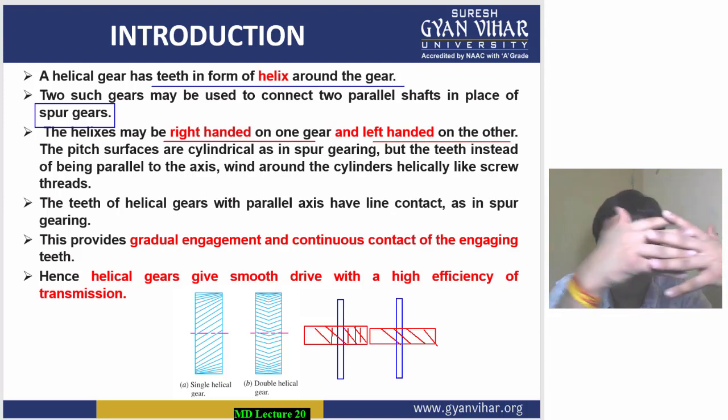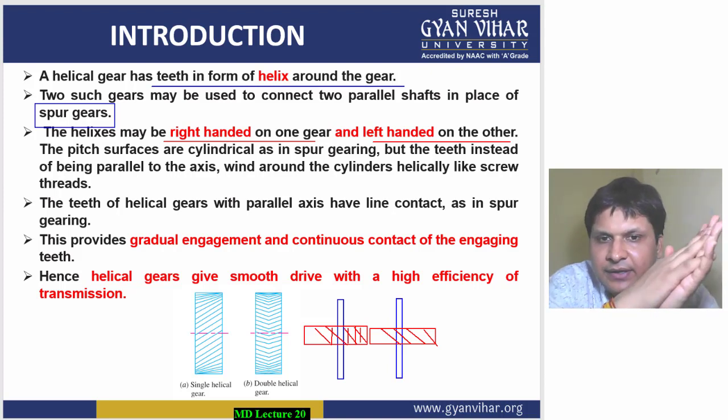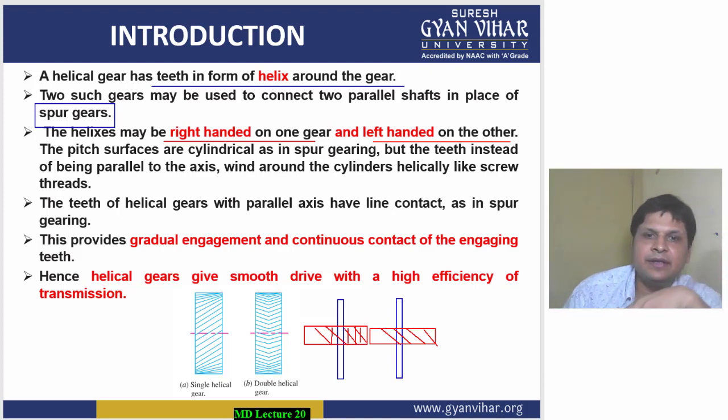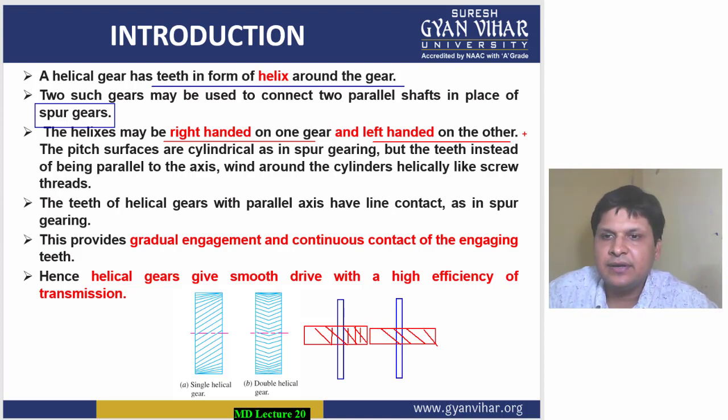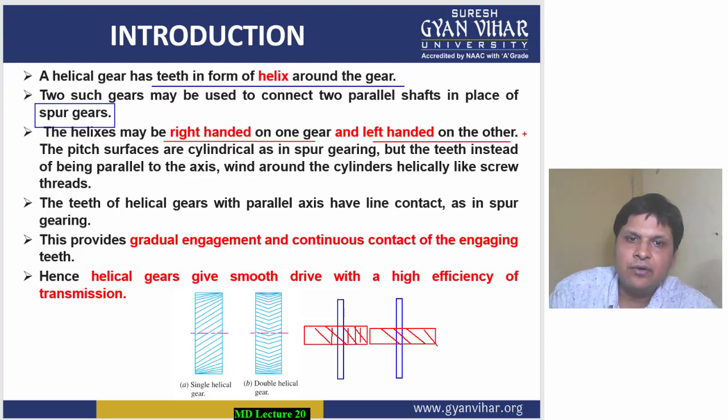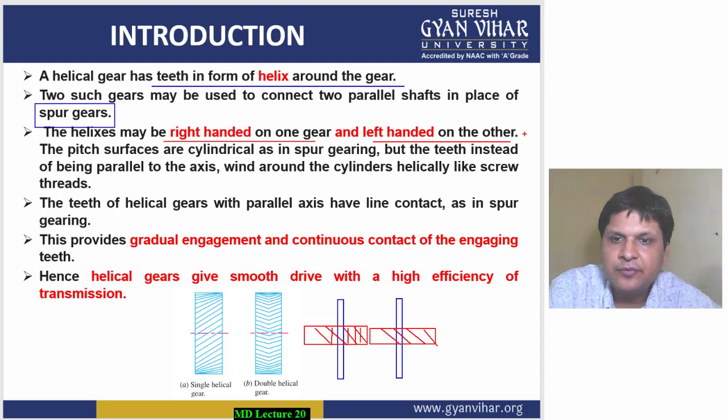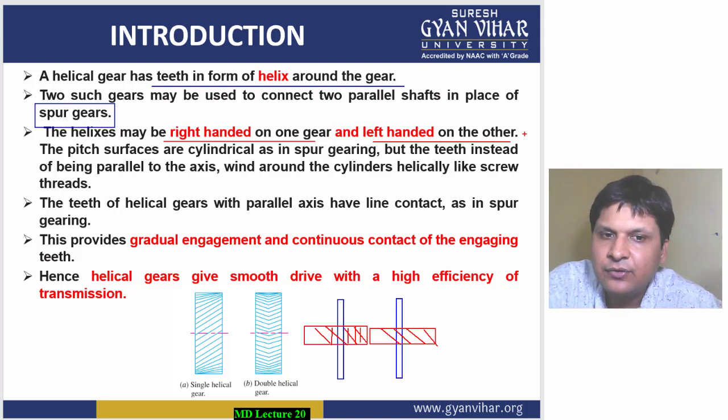When the two gears have inclined teeth, then one of the gears can have right-handed teeth and the other can have left-handed teeth. The pitch surfaces are generally cylindrical, as in spur gearing. Here also the pitch surfaces are cylindrical, but the teeth, instead of being parallel to the axis, are in helical shape like screw threads.